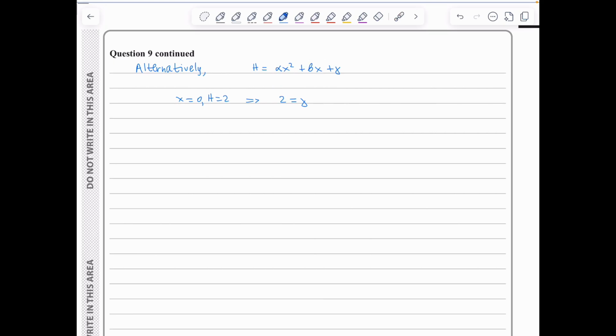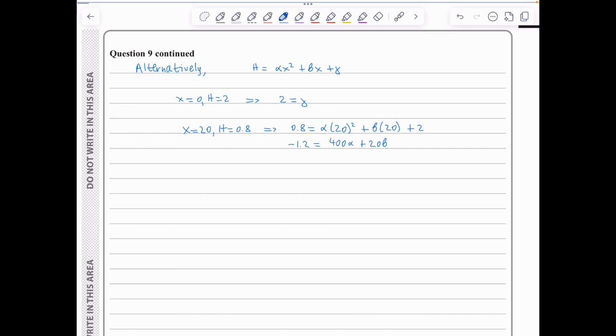I can then use the fact that when x is 20, capital H is 0.8, which means that 0.8 is equal to alpha times 20 squared plus beta times 20 plus the value of gamma, which we found to be 2. Moving the 2 over to the left-hand side, we get negative 1.2 is equal to 400 alpha plus 20 beta.